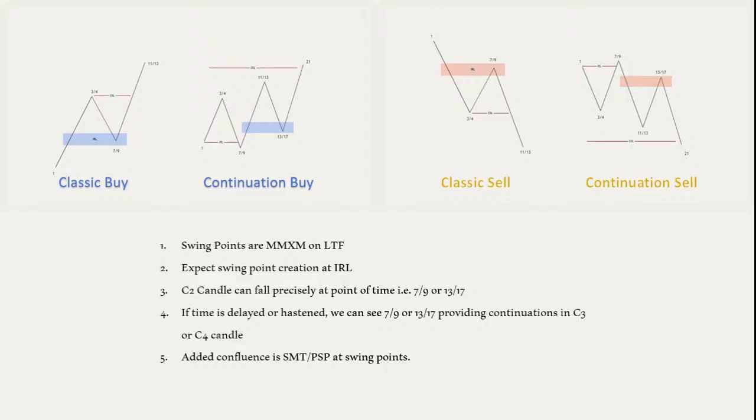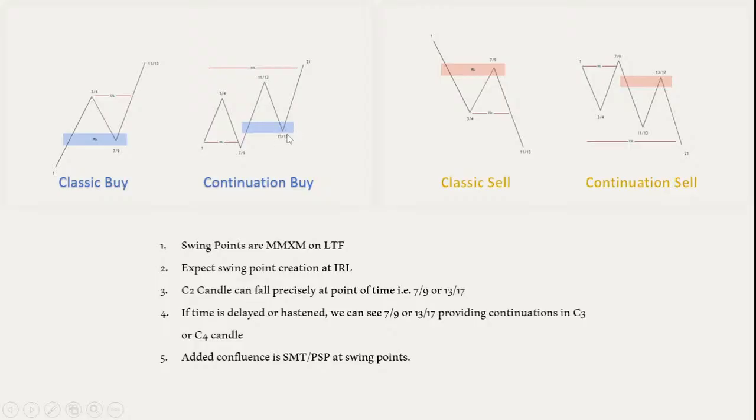Observe what the 7 and 9 candle is doing. If it is a candle 2, then price is aligned with time, and you will get the next candle, which is the 8th candle, C3 candle, as continuation to move up. If price is delayed, then you might see the ninth candle creating the candle closure and then the 10th candle as the continuation towards the upside.